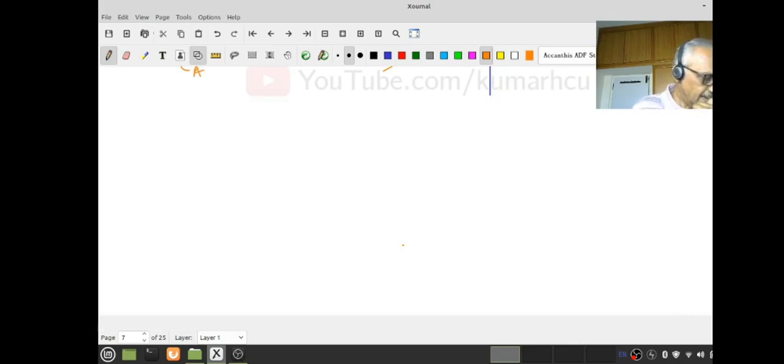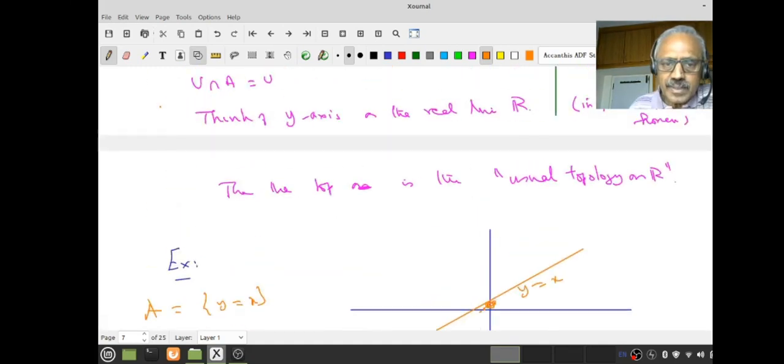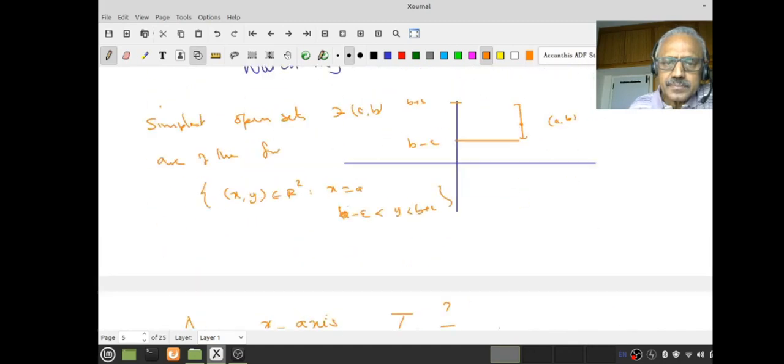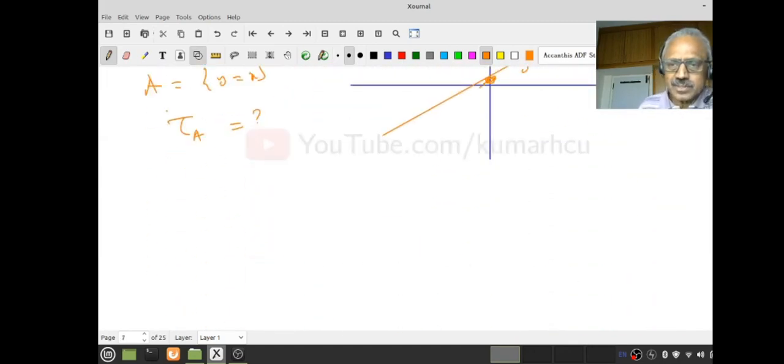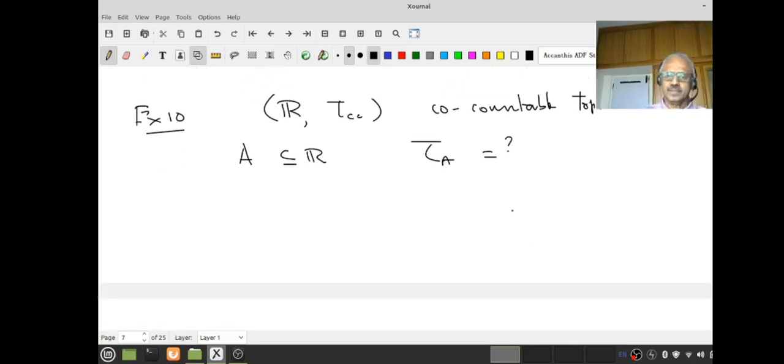Now, let's go to example number 10. Wow, that's fantastic, right? Example 10. Let us look at R with co-countable topology, and A, of course, a non-empty subset of R. I want to know what is tau A. This is going to be purely set theoretic.